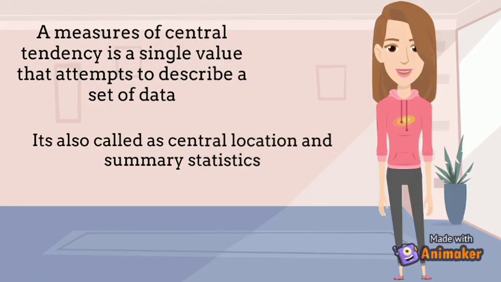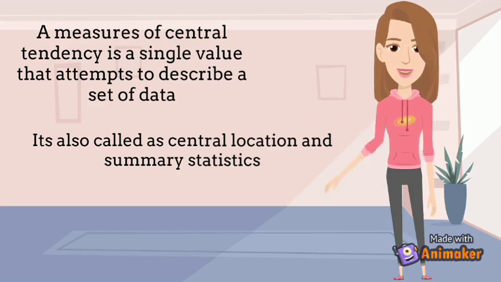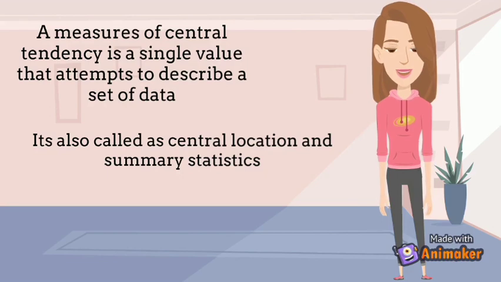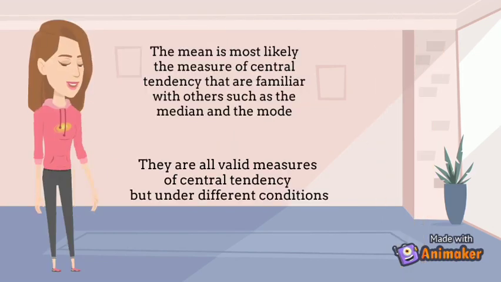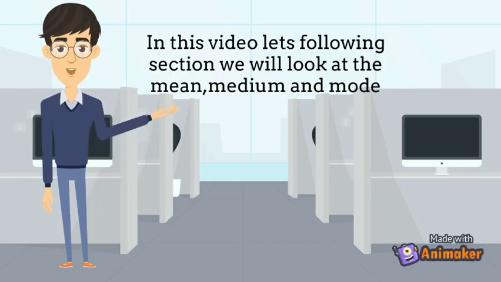A measure of central tendency is a single value that attempts to describe a set of data. It's also called central location in summary statistics. The mean is most likely the measure of central tendency that you are familiar with, such as the median and the mode. They are all valid measures of central tendency but under different conditions. In the following sections we will look at the mean, median and mode.